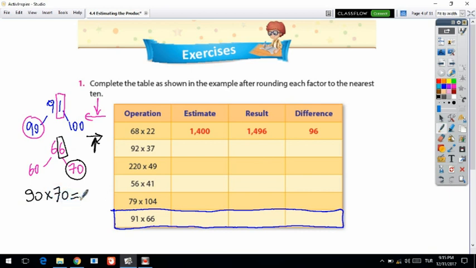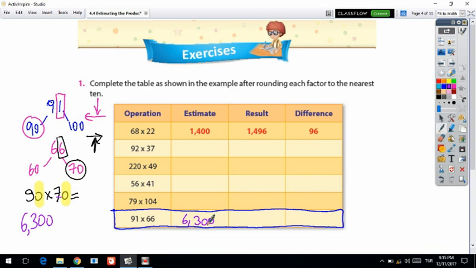So first of all, you close the zeros at the end of the numbers. Okay, let's close them. The numbers left are 9 times 7. 9 times 7 is equal to 63. Then how many zeros have we closed? As you see, we have 2 zeros. I bring them to the result. So 6,300. The answer is 6,300. So it's not the real answer. It's not the result. This is the estimation. I write 6,300. Okay, now let's continue to find the result.